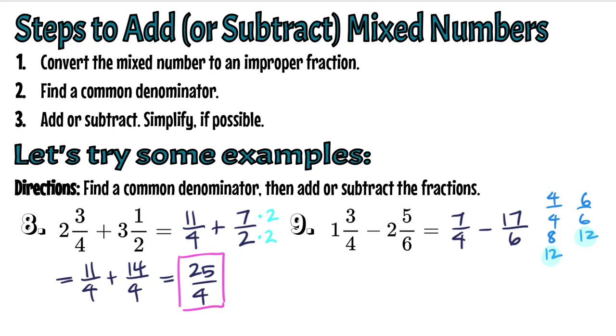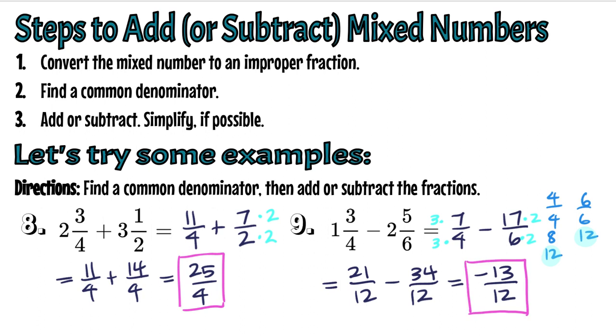How do I turn 4 into 12? I multiply by 3. So I'm going to multiply that numerator by 3 as well. And 6 times 2 is 12, so I'm going to multiply this numerator by 2. Let's rewrite our fractions with our denominators of 12. 7 times 3 is 21, over 3 times 4 is 12, minus 17 times 2, which is going to be 34, over our 6 times 2, which is 12. 21 minus 34 then is going to be a negative 13 over 12.